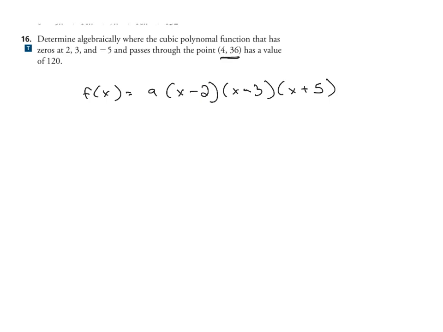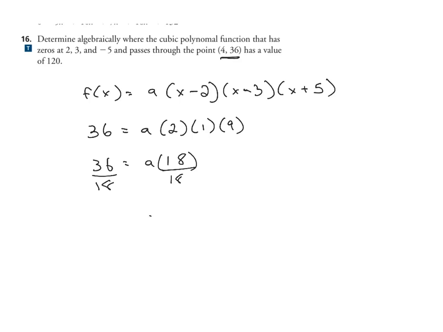All right, so I know that f of x is equal to 36 when x is 4, so f of 4 is equal to 36. So this is a times 4 minus 2, which is 2. 4 minus 3 is 1. 4 plus 5 is 9. So 36 equals a times 18. So divide both sides by 18. And we got a equals 2. So I actually now know f of x is equal to 2, x minus 2, x minus 3, x plus 5. Now we just have to find out when it has a value of 120.